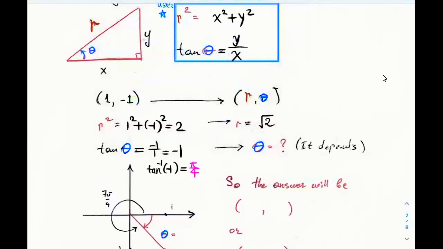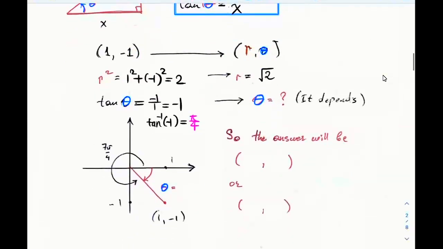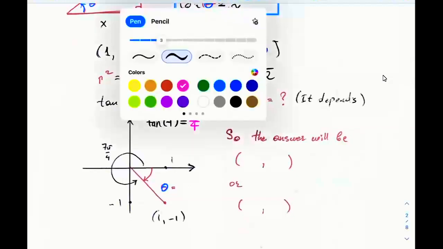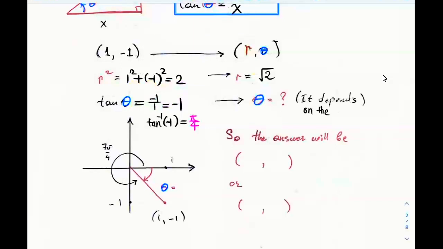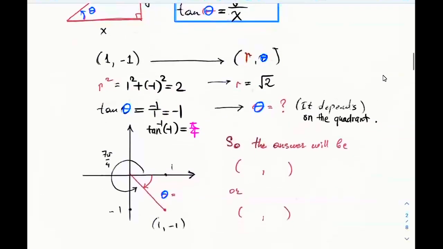But this is not the angle that we have. It depends on the quadrant, okay? Which quadrant it is. To figure out this theta, you will think about which quadrant this point is located. So 1, -1 is right here. It's at the 4th quadrant, okay? So that's at the 4th quadrant.